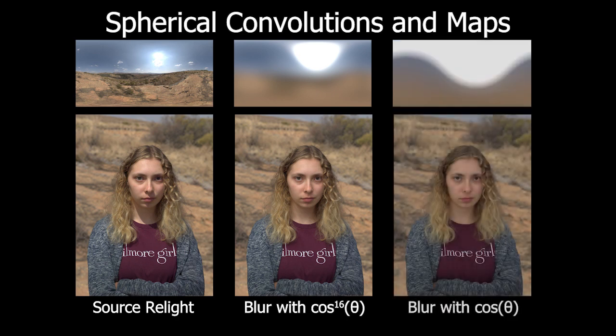Crucially for our use case, we blur this HDR environment map with a normalized clamped cosine kernel, which diffuses the light inside the scene. The power of the kernel controls how diffused the resulting HDR map will be.